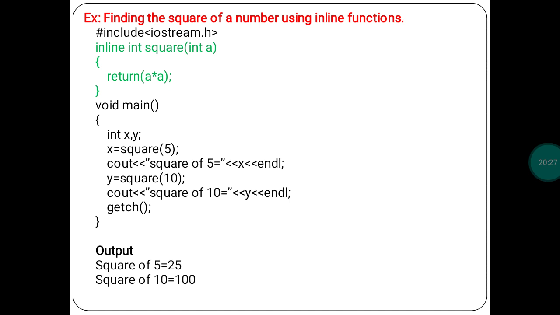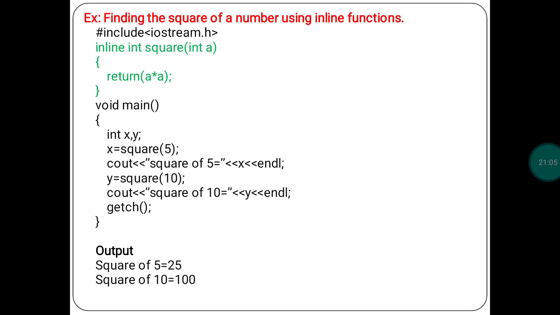We have taken two variables, one is x and the second is y. Then x is equal to square(5). Square is your function name, the inline function name, with 5 in brackets. It is not necessary to call an inline function through objects. It will invoke automatically. The inline function call will be compiled by itself only. When you use x is equal to square of 5, it will automatically find the square of 5.